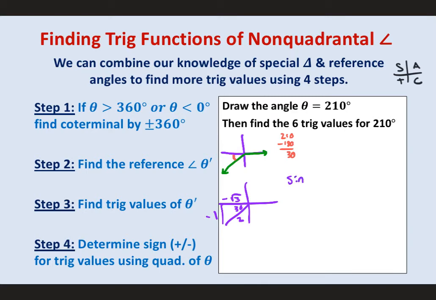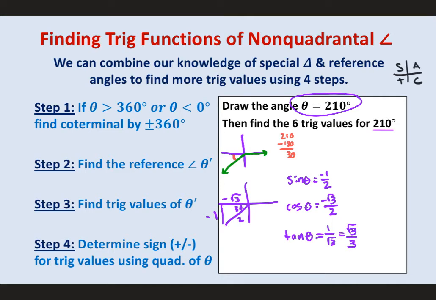Sine of theta equals -1/2. Cosine of this angle is -√3/2. Tangent of this angle, and this angle is 210 degrees. So when I'm saying theta, I'm saying 210 degrees here. Tangent is -1/√3. So that's 1/√3 because the negative becomes a positive, which we simplify to √3/3.